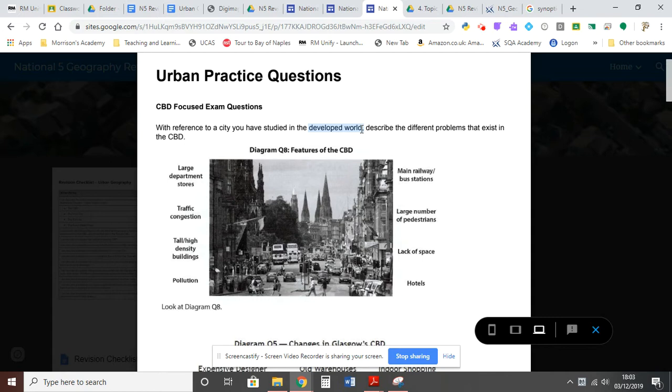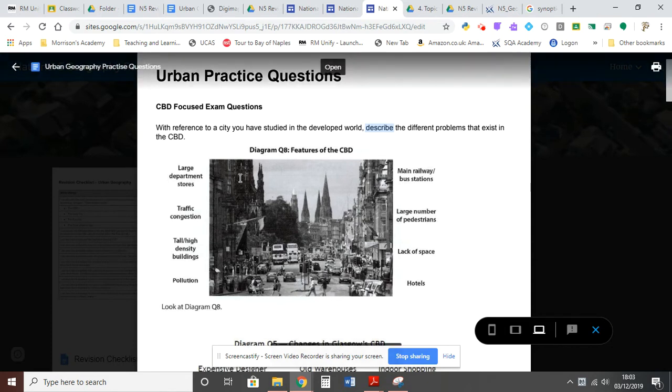Describe the different problems that exist. Now, because this question says describe, you're just needing to tell me what they are. You're not needing to explain why they exist. If this says explain the different problems, well, then you have to tell me about the problem, and you then need to give me a reason why it exists as a problem.